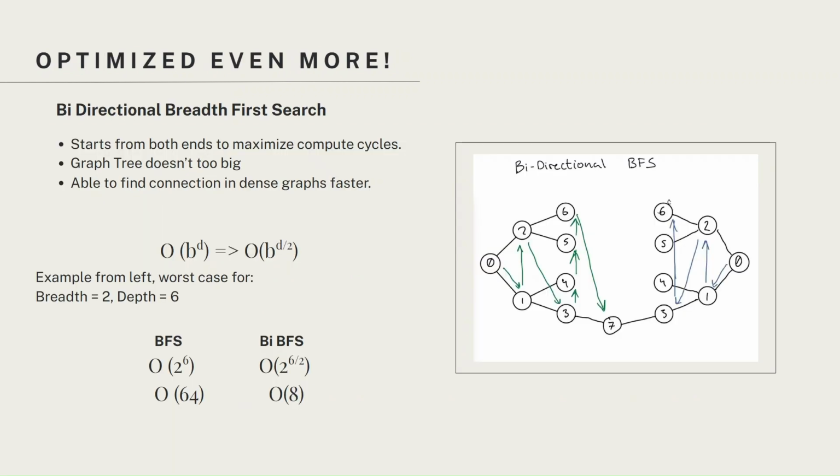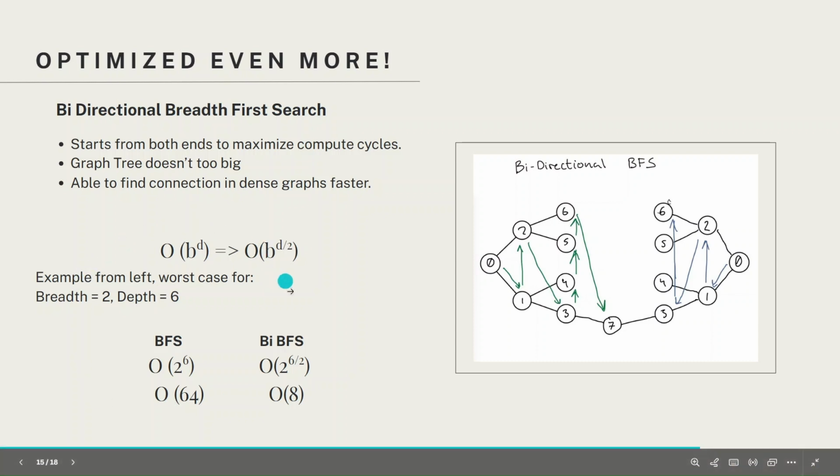Perfect. Now, to optimize this even more, I did implement bidirectional breadth first search. What this does is start at two ends, and since we know both ends, this makes finding connections easier in depth graphs. As you can see on the right, it minimizes how big the graph gets if I wanted to go to a depth of 6.